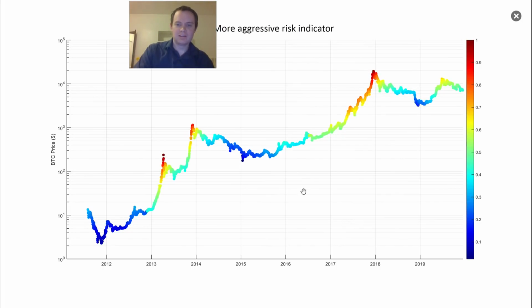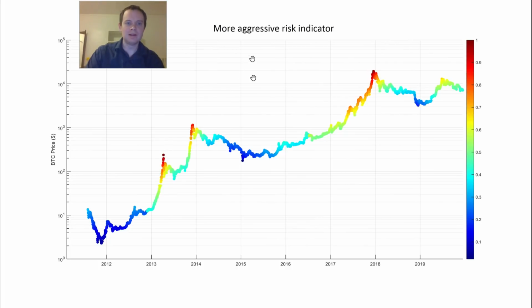So this is the modification to the risk formula that I've made. You can see that here we get into the red, here we get into the red, and even here we get back into the dark red. And yet we still have these bottoms over here where we get into the blue, and we know it's likely going to be a good time to invest just based on historical patterns.